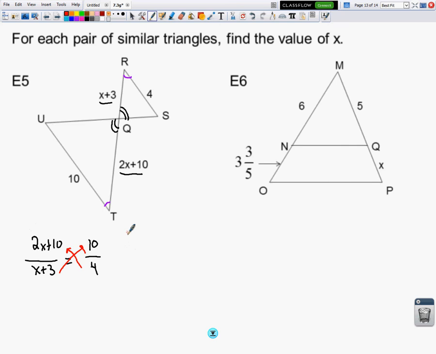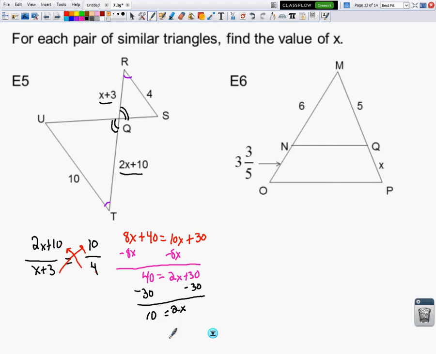4 times 2x, 8x. 4 times 10, 40. 10 times x, 10x. 10 times 3, 30. Subtracting 8x from both sides. 40 is equal to 2x plus 30. Subtracting 30. 2x is equal to 10. And dividing by 2, x is equal to 5.